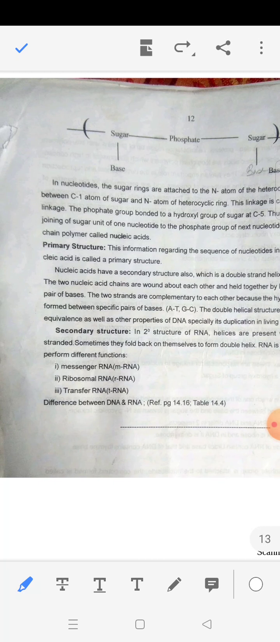Now the difference between DNA and RNA, I request you to make a note on that. Please try to make a difference consisting of at least 3 to 4 points.